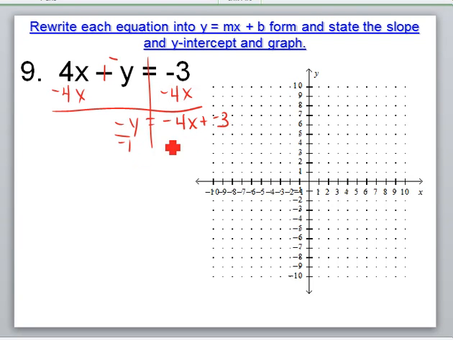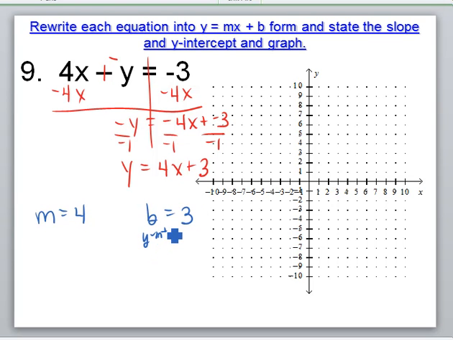Now I'll divide by a negative 1 so that I get rid of the negative part of the y. So I end up with y equals negative over negative is a positive 4x, and negative over negative is a positive 3. What that tells me is that my slope is 4, and my b, or my y-intercept, is 3. So I'll write that underneath there again.